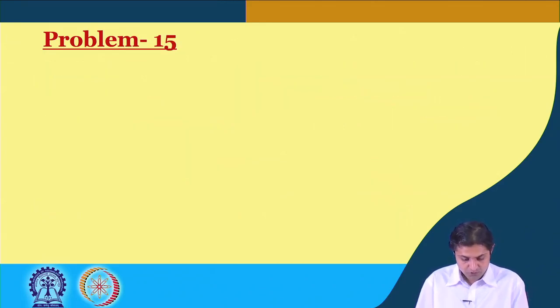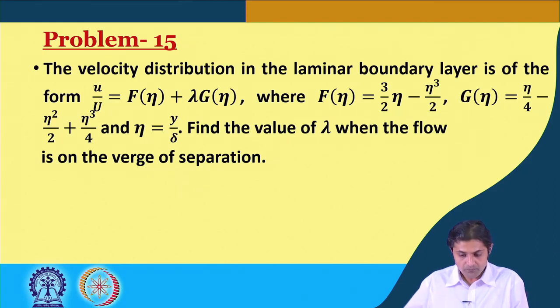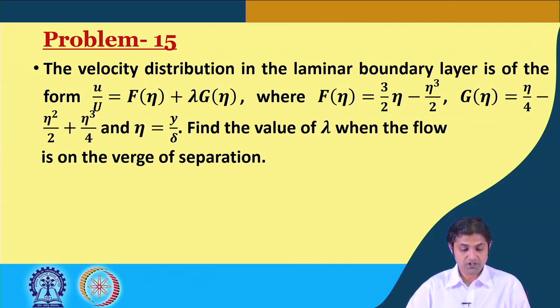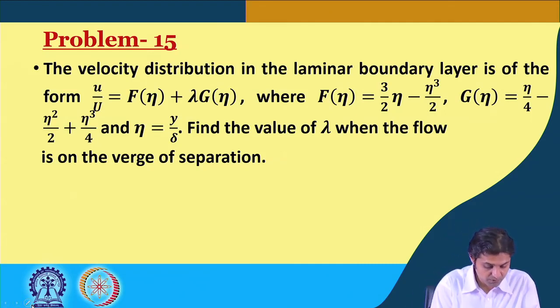So now one more problem. The velocity distribution in the laminar boundary layer is of the form u/U equal to f of eta plus lambda g of eta, where f of eta is 3/2 eta minus eta cube by 2, and g of eta is eta/4 minus eta square by 2 plus eta cube by 4, and eta is y/delta. Find the value of lambda when the flow is on the verge of separation. So this is an interesting problem.